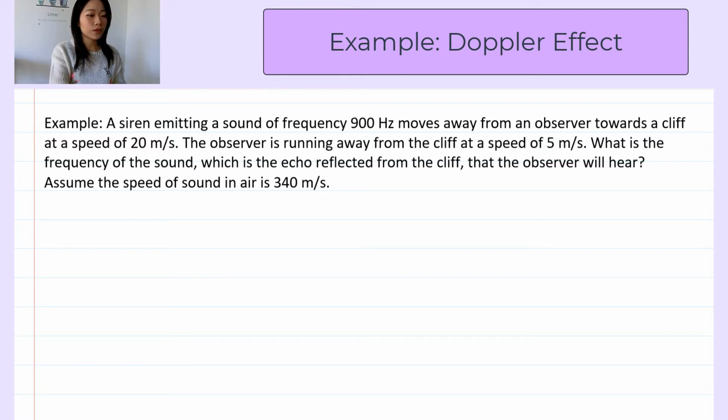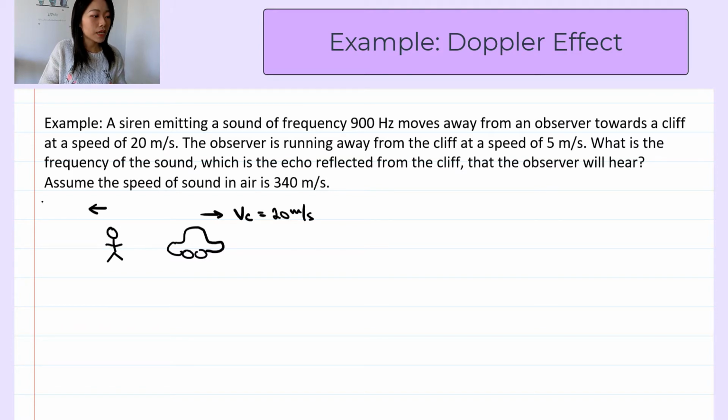Let's draw a simple sketch. Here there is the observer, the runner, and here there is a car. This car is moving toward the cliff at the speed of VC, C for car, and speed is 20 meters per second. And the observer, let's call it the runner, is moving in the opposite direction at a speed, VR, of 5 meters per second. So initially, the car is emitting a sound at a frequency of 900 Hz.